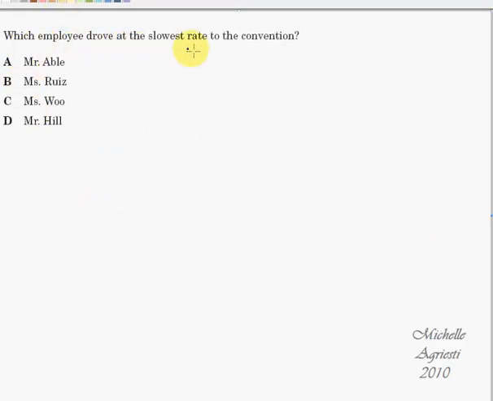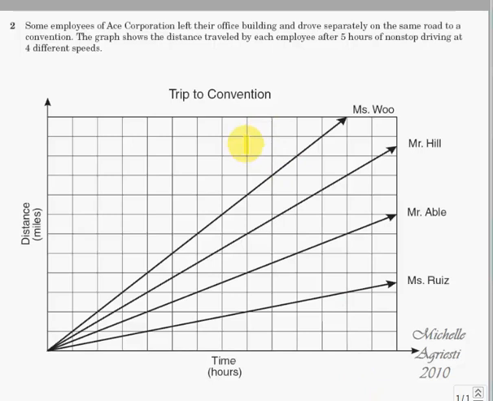Which employee drove the slowest rate to the convention? Mr. Abel, Ms. Ruiz, Miss Liu, or Mr. Hill? So we're looking for the slowest rate. So we know that rate of change and slope are the same thing. So I'm just going to find the slope of each graph.